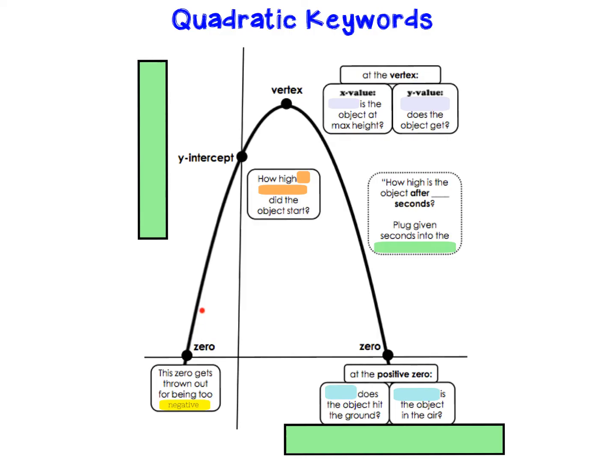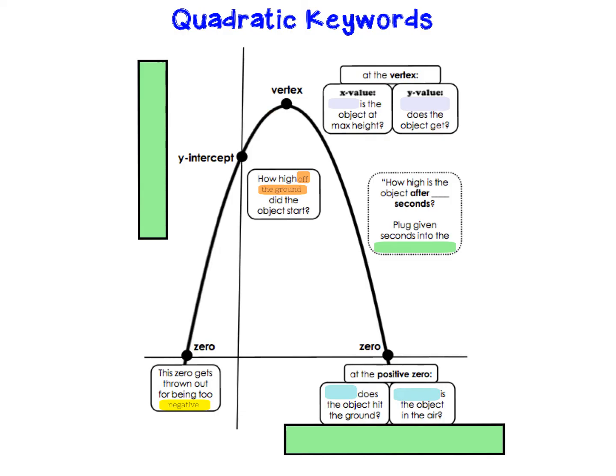All right, so then let's move up to the y-intercept. This is answering the question, how high off the ground did the object start? Which makes sense because start is when time is 0, which is why the y-intercept is there, because the y-intercept is when x, or time, is 0.